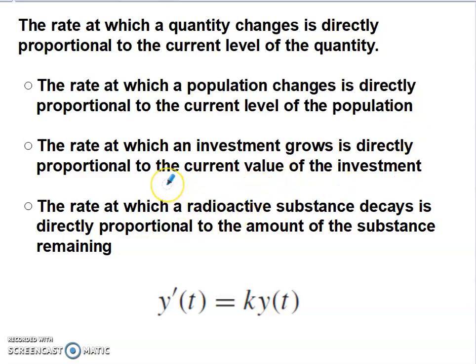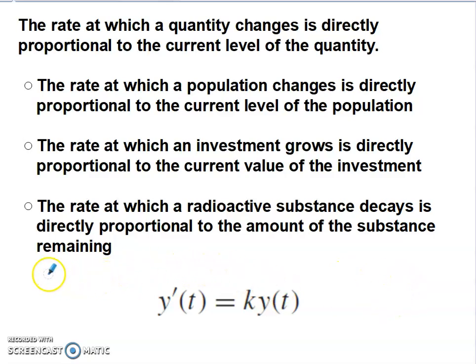If you invest a bunch of money in the stock market and you're just going to let it sit there for 40 years, the rate at which that investment grows is directly proportional to the current value of the investment. If it's growing by a certain percentage each year, it's going to compound more quickly after it's been growing for 30 years rather than after it's been growing for 1 year. The value of that investment will be much higher. It'll be earning much more quickly after a long time frame.